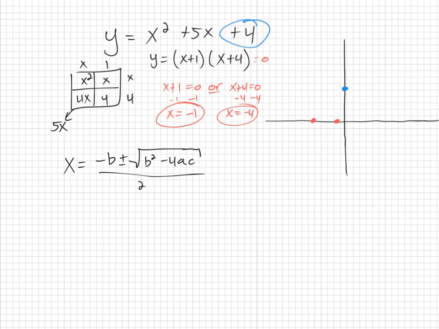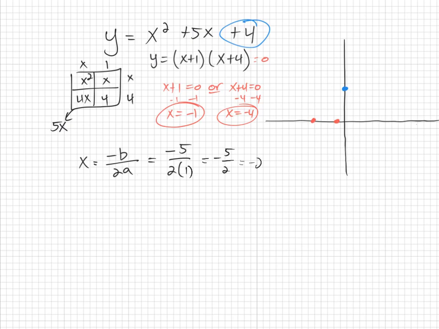Actually, I'm going to use the vertex form that I talked about in one of my videos, that the x value is going to be -b over 2a. And the b value, in this case, is 5. So -5 over 2 times a, which is 1. That's -5 over 2, which is -2.5.